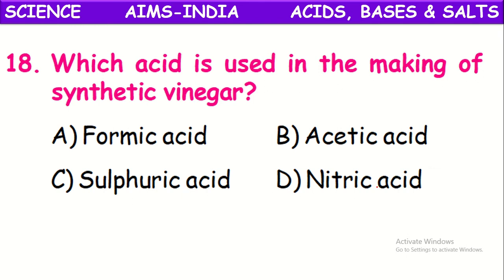Next, which acid is used in the making of synthetic vinegar? So generally, vinegar is prepared from one of the acids called acetic acid. Generally, we use this vinegar in preparation of some food items. So that contains acetic acid. Acetic acid is present in vinegar.